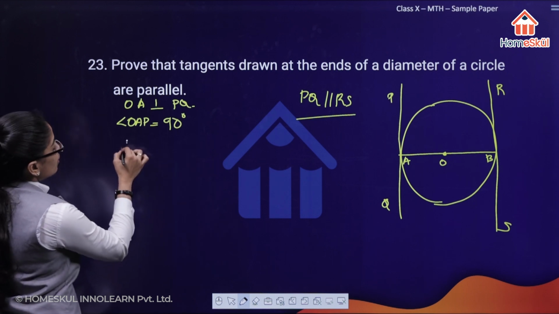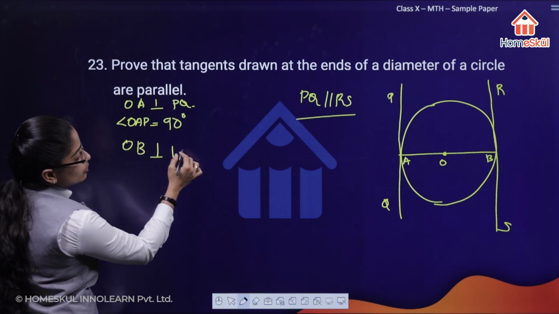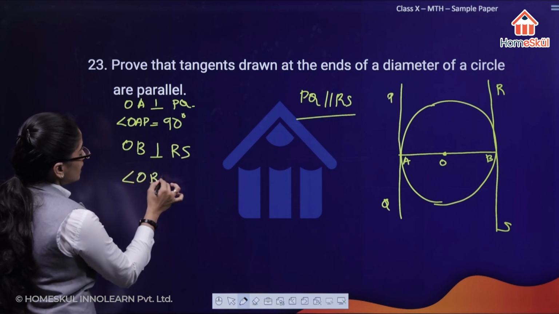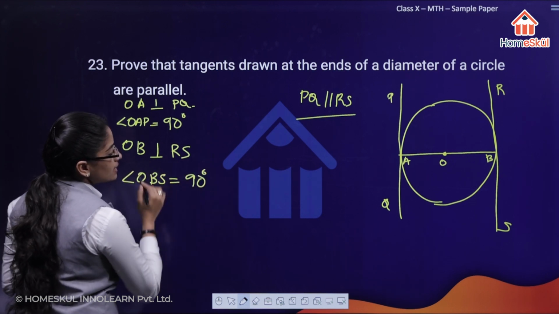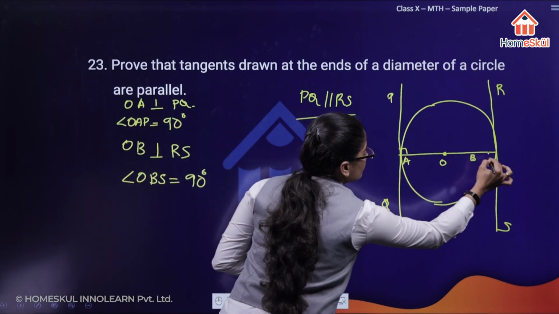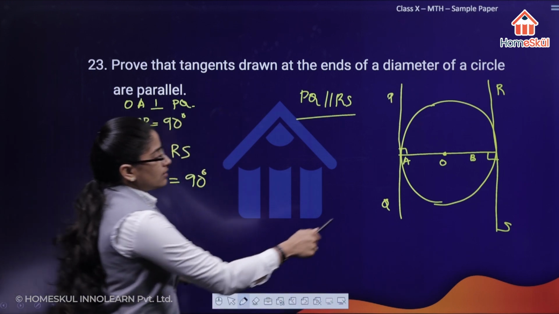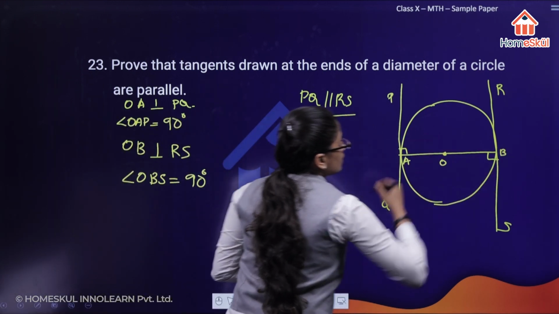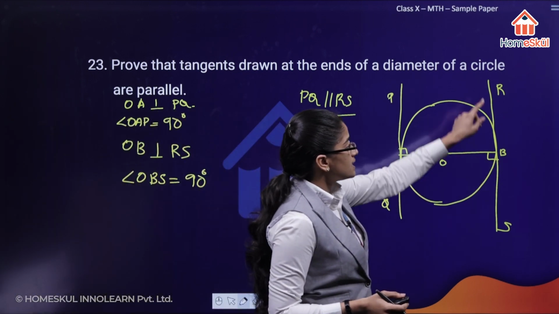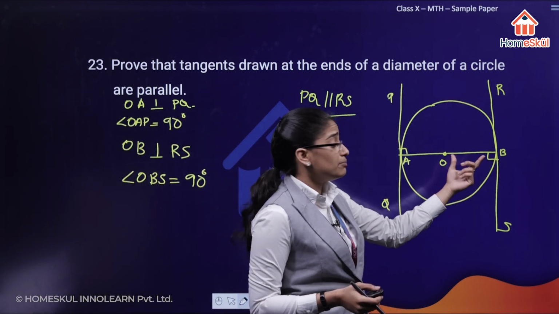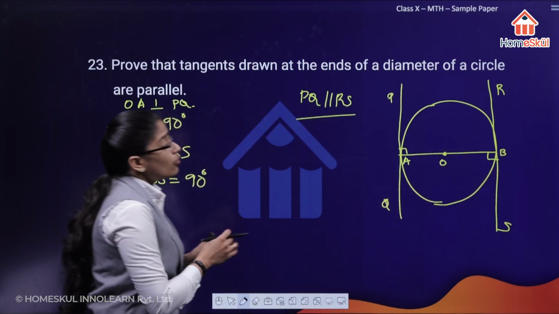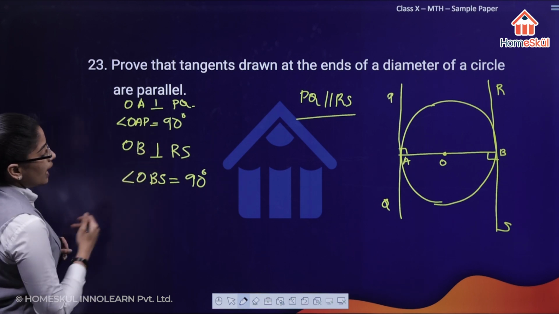Similarly, here OB is perpendicular to RS. That is, angle OBS is equal to 90 degrees, isn't it? This is 90 degrees and this is 90 degrees. Why? The same reason. OB is a radius passing through the point of contact, so that radius will be perpendicular to the tangent. So OB is perpendicular to RS.